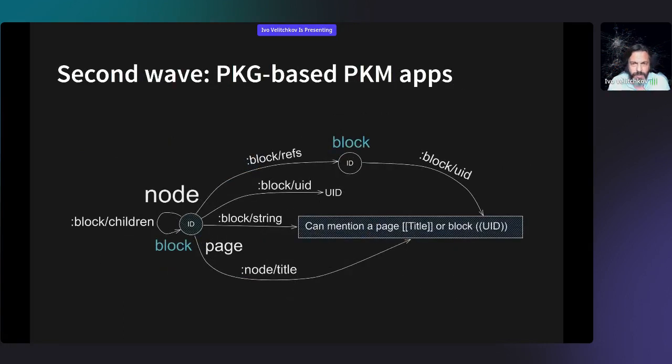And then the second wave started in 2018-19, basically with tools like Roam Research. They basically manage the data as a personal knowledge graph. And here is a representation of part of the data model where the nodes and their content are linked with properties defining the schema. It is great with Datalog.